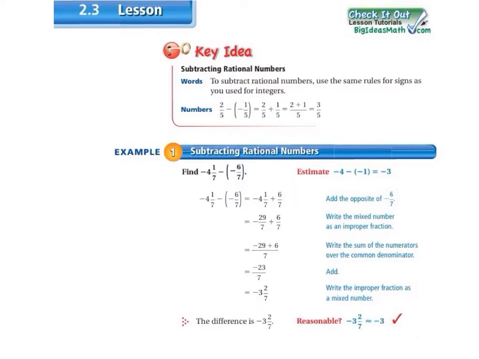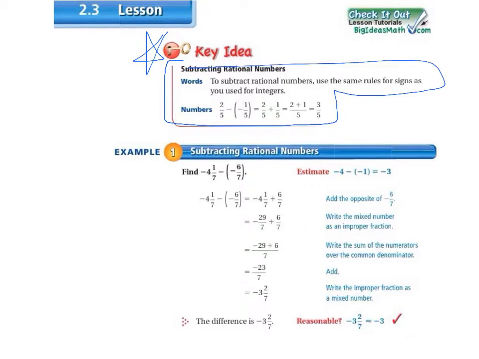Today we'll begin on page 60 in your math textbook, and take a moment to write the key idea at the top of the page in your math notebook. It says to subtract rational numbers, use the same rules for signs as you used for integers. Be sure you write the words and the example.